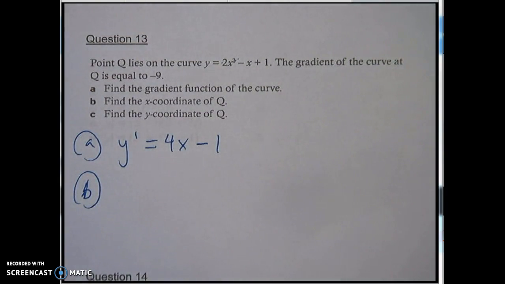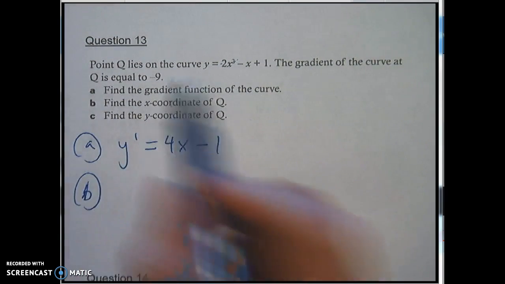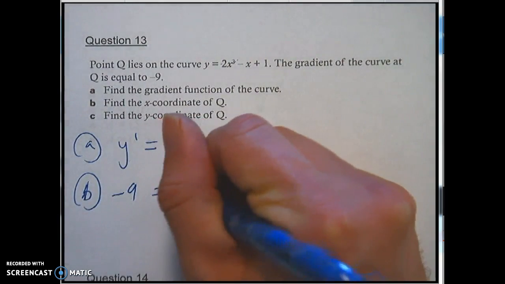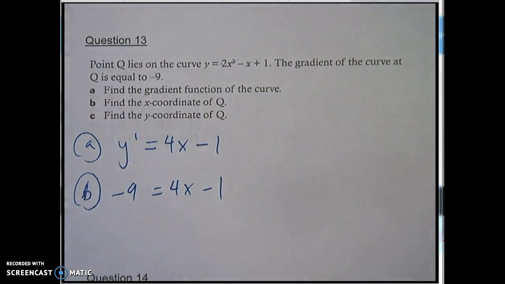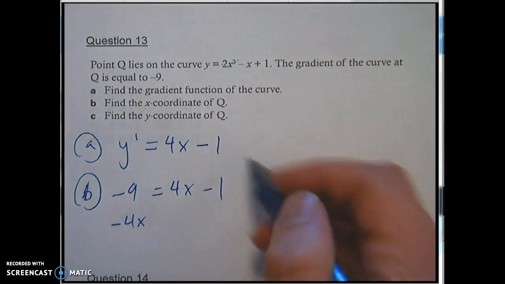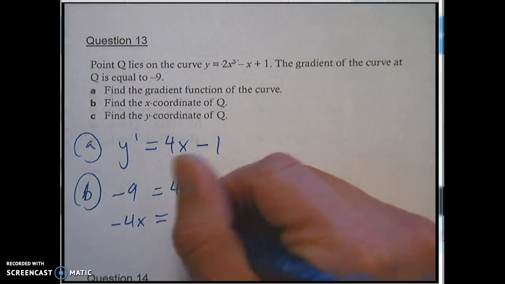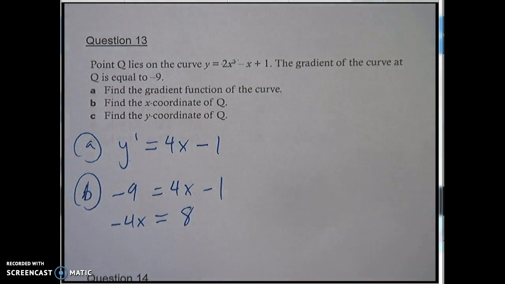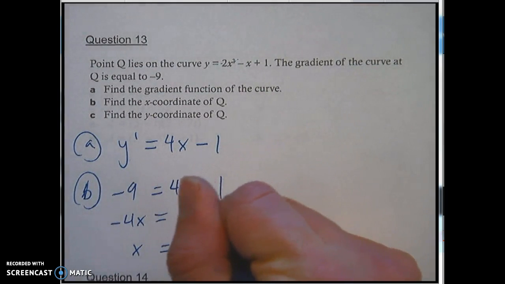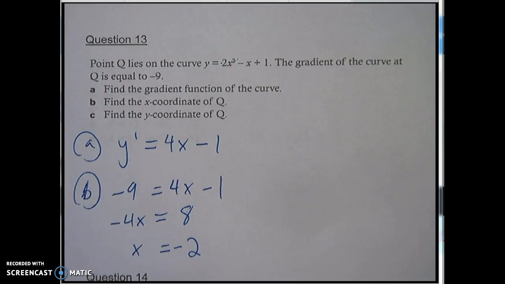Well, I know that the gradient at Q is -9. Here's my gradient function. If I set it equal to -9, I can solve for x here. I'm going to subtract 4x and then add 9, and so x is going to equal -2.